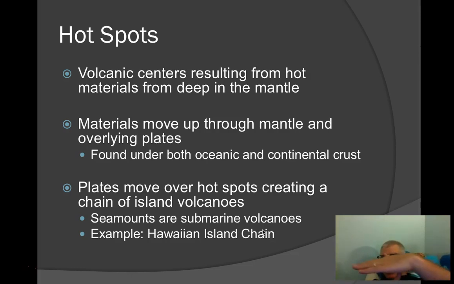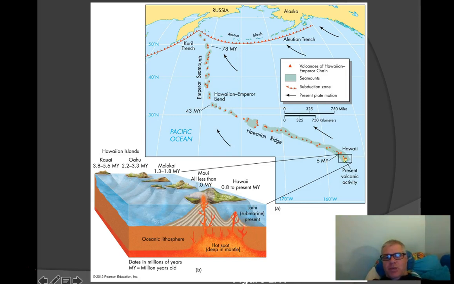And what happens is that as the plate moves over that hot spot, it creates all of these volcanoes, usually in a line. So let me show a video or a picture of this. For instance, this is the Hawaiian hotspot. You have this hot spot where the volcanic material is coming up, and think of it almost like a fountain coming straight up.